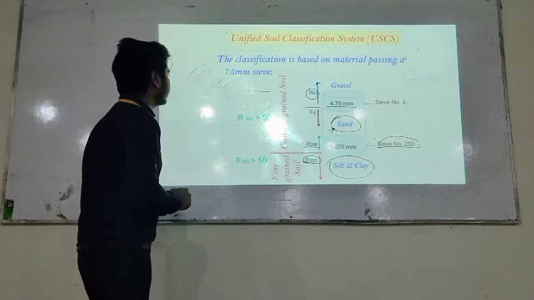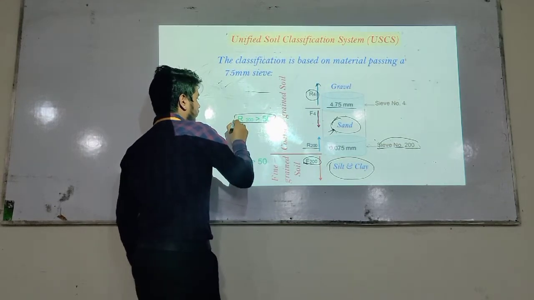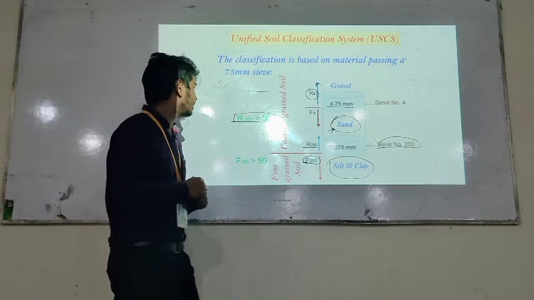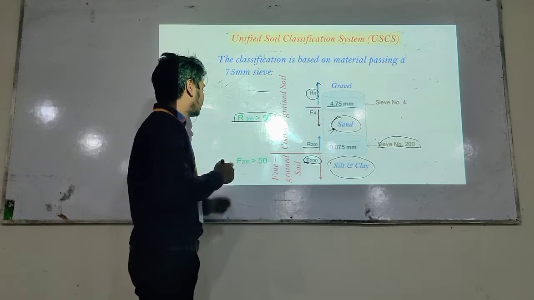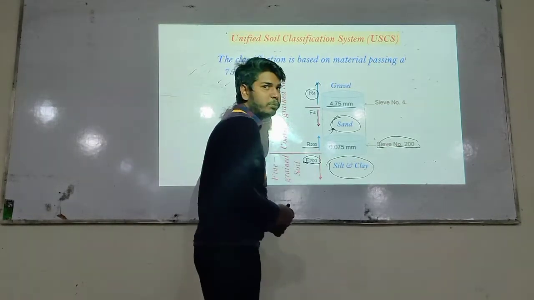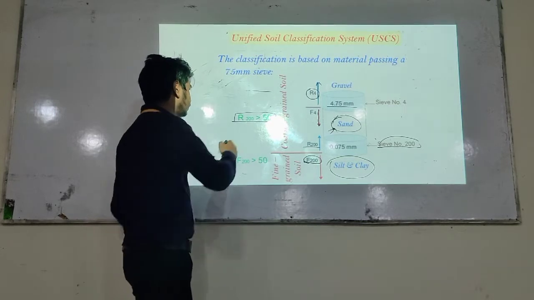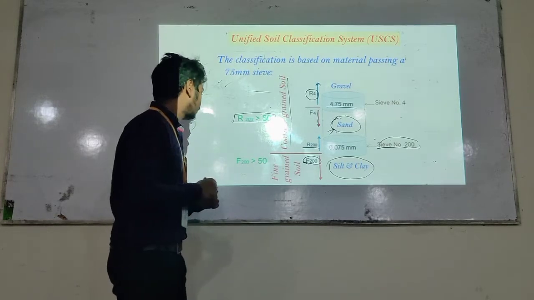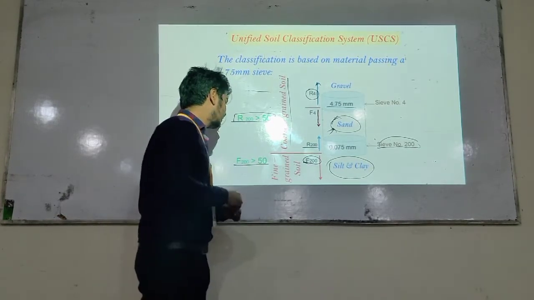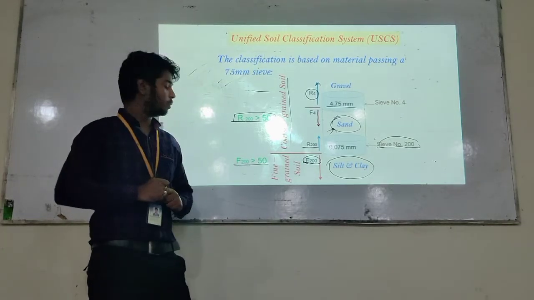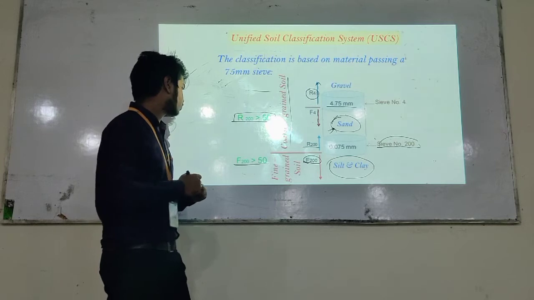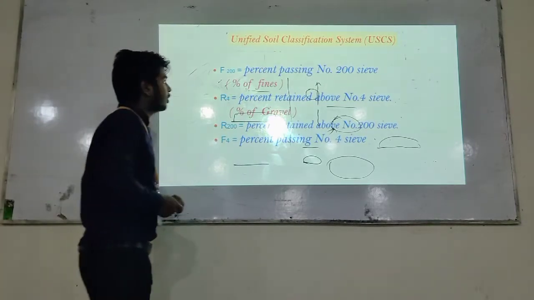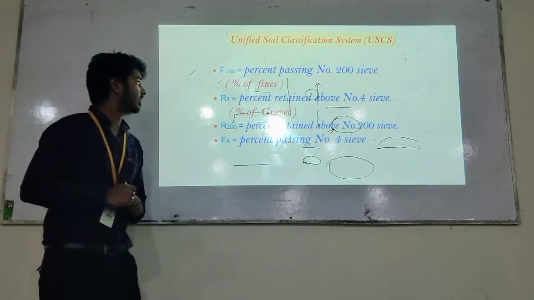Here we can see another term: R200 is greater than 50. That means if 50% of the total aggregates are retained on sieve number 200, they are coarse grained soil. F200 is greater than 50 means that 50% of the total soil passes sieve number 200, and it is called fine grained soil. I have already discussed this in the previous slide.